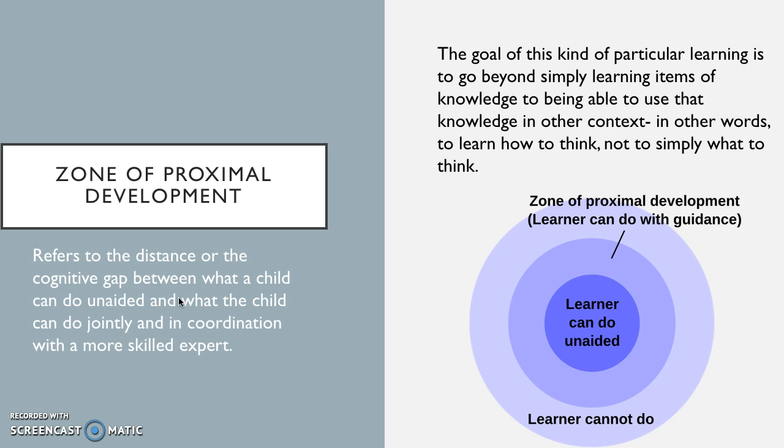zone of proximal development. It refers to the distance or the cognitive gap between what a child can do unaided and what the child can do jointly and in coordination with a more skilled expert. Gibbons talks about two examples, one being when parents are teaching their children how to either eat or put on clothes by themselves. He talks about this multi-layer process of assisting them throughout the process, and gradually the child is capable of completing the task independently.